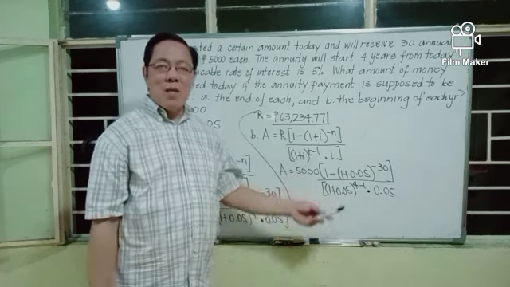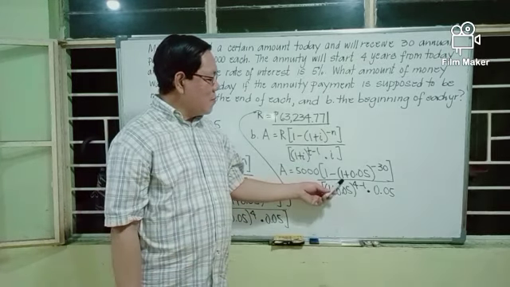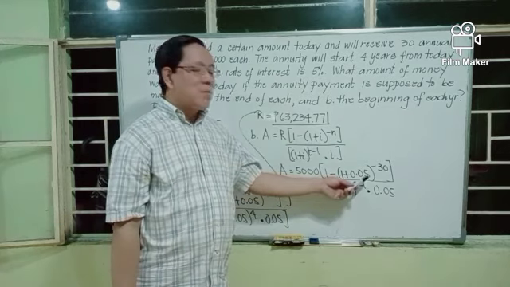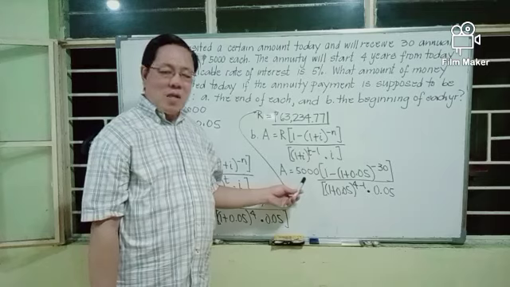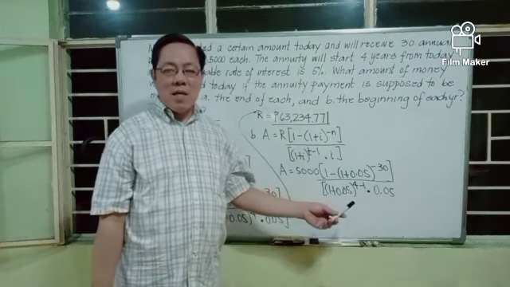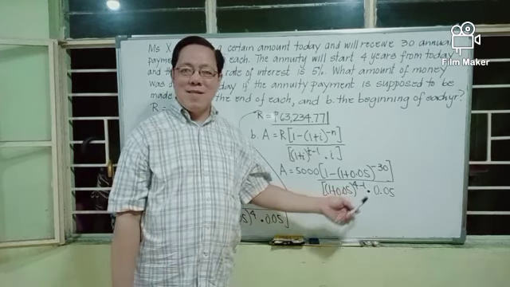Again, we find this value using our scientific calculator. And 1 plus 0.05 is 1.05 and 4 minus 1 is 3. We start with 1 minus 1.05 to the power minus 3 and multiply the result by 5,000 and divide the result by 0.05 and divide again the result by 1.05 to the power 3.